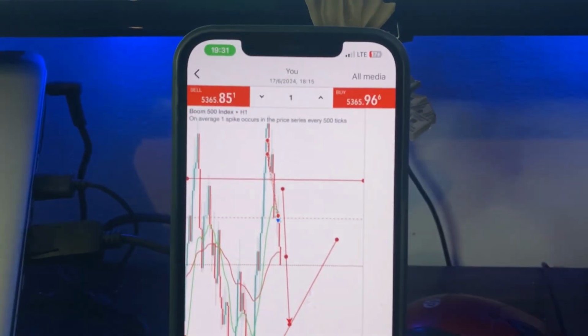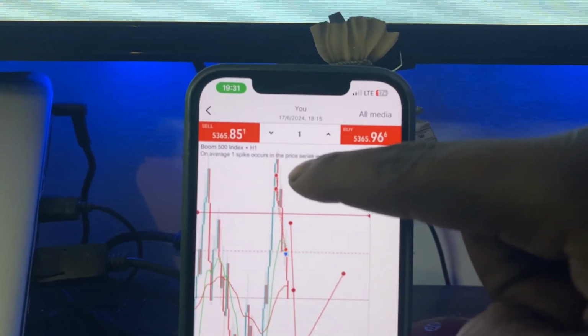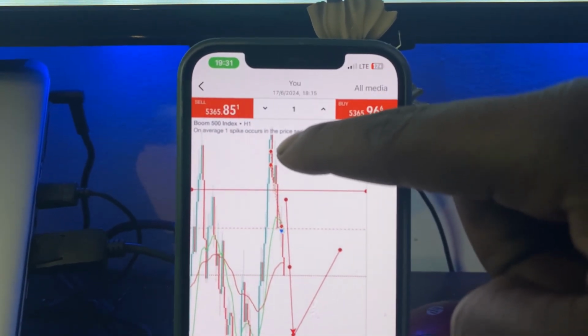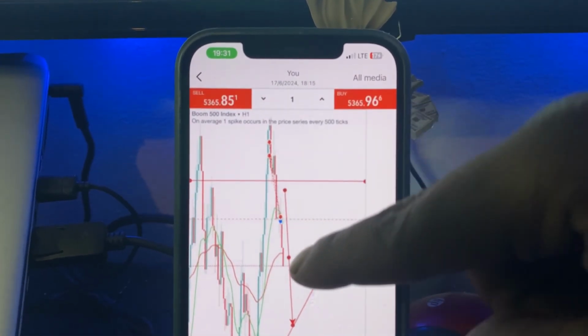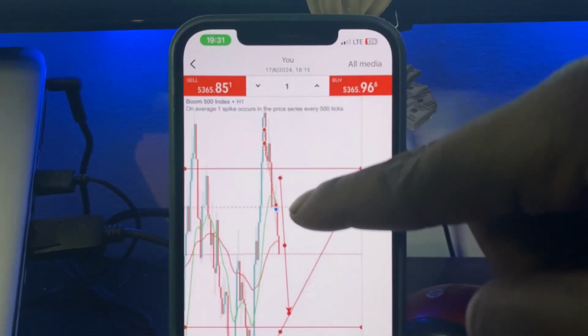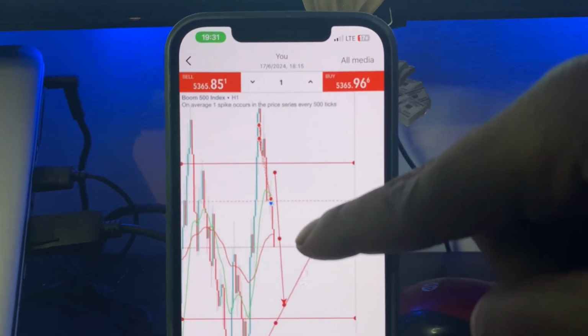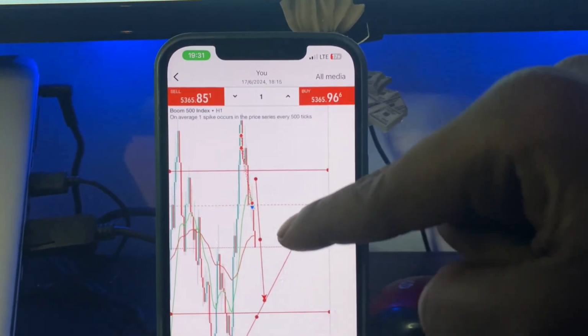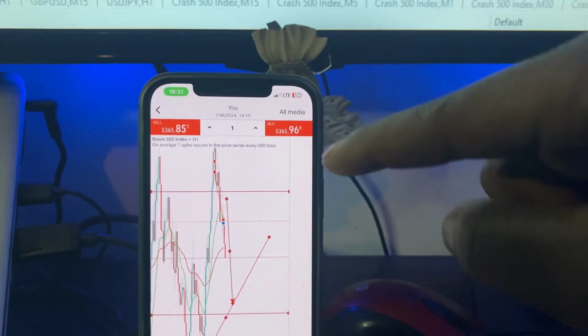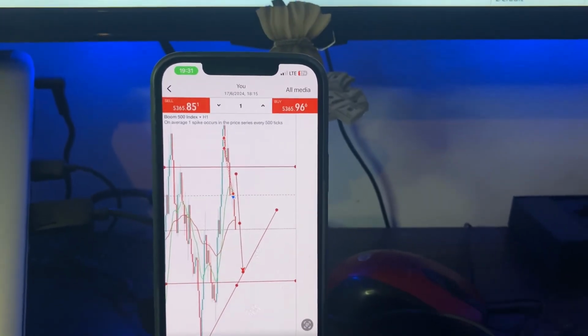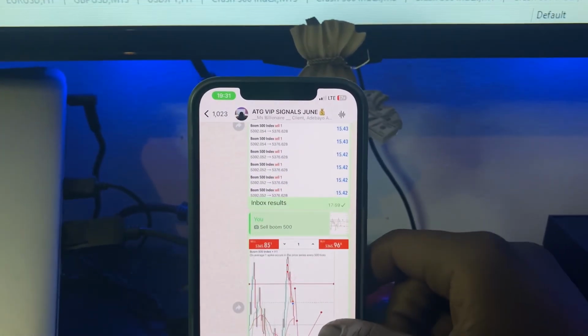The first entry level is right above here. That's where we sold. So we sold right at the top, pushed with it down, took some profits at this point, and kept on going further down with this trade. And that's how we were able to make so much money.